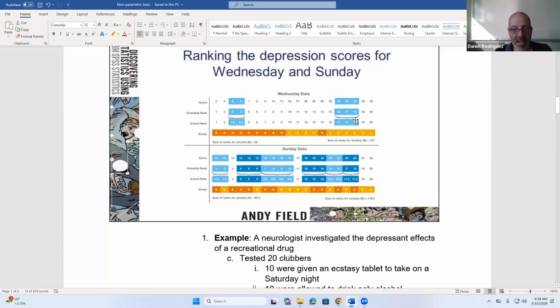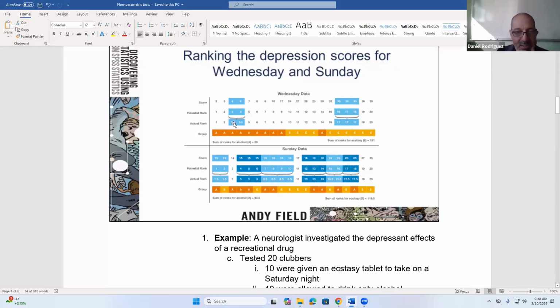Then we divide the rankings based on the grouping. In this case, the grouping was ecstasy versus alcohol, right? So we divide them. You see this is E for ecstasy, A for alcohol. Then we sum up the ranks. We add the ranks together.